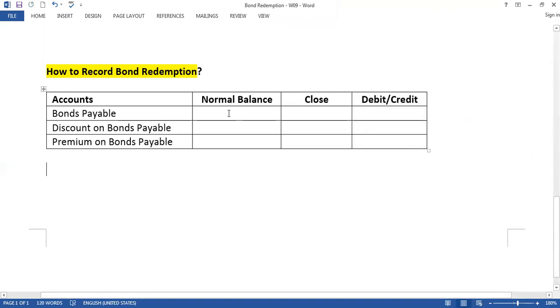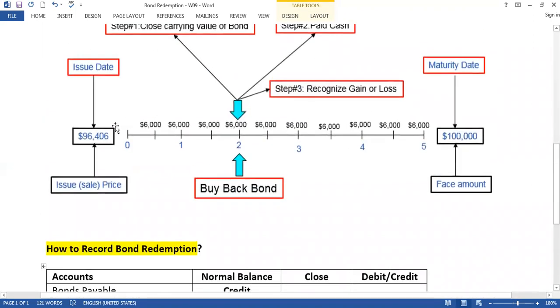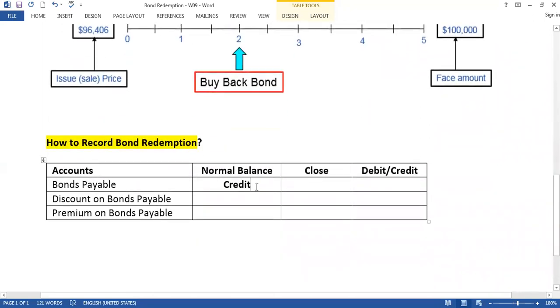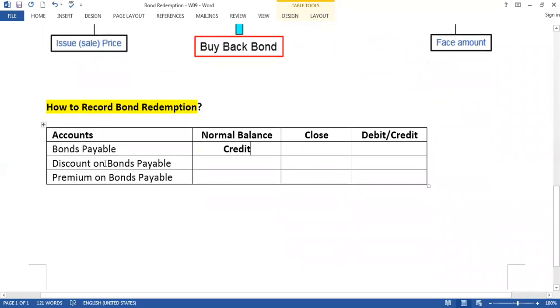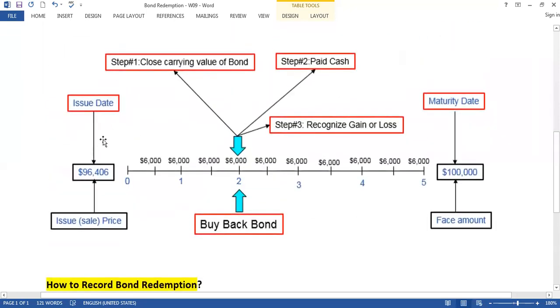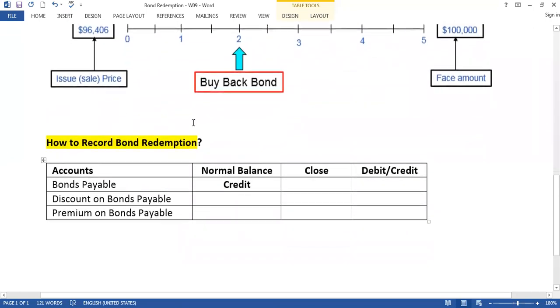So when we record bonds payable, we record it credit. Think about this column, this stage. So we record bonds payable credit, right? Can you remember? We record discount on bonds payable debit or credit? If you sell a bond with discount, bonds payable debit or credit? Debit, right? Yes, debit. Very good. We record debit.